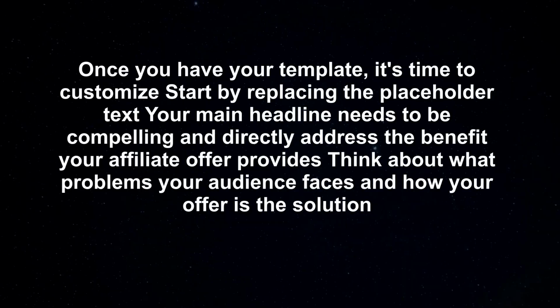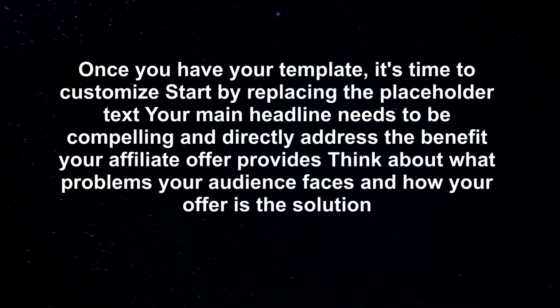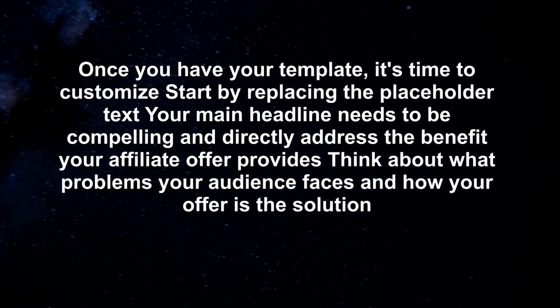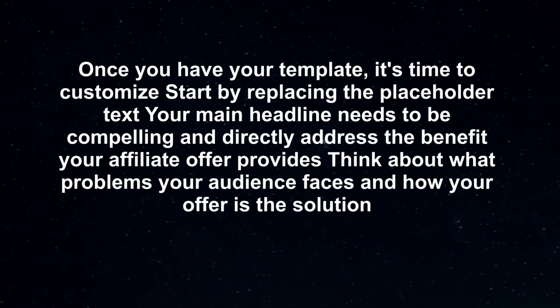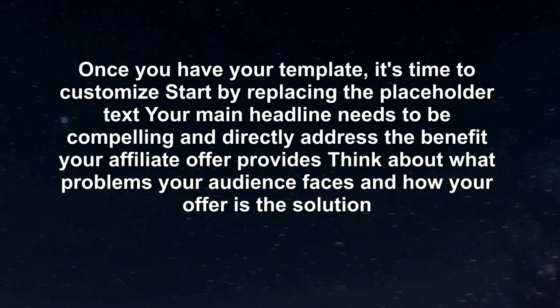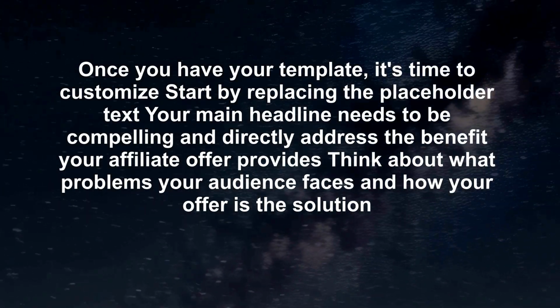Once you have your template, it's time to customize. Start by replacing the placeholder text. Your main headline needs to be compelling and directly address the benefit your affiliate offer provides. Think about what problems your audience faces and how your offer is the solution.